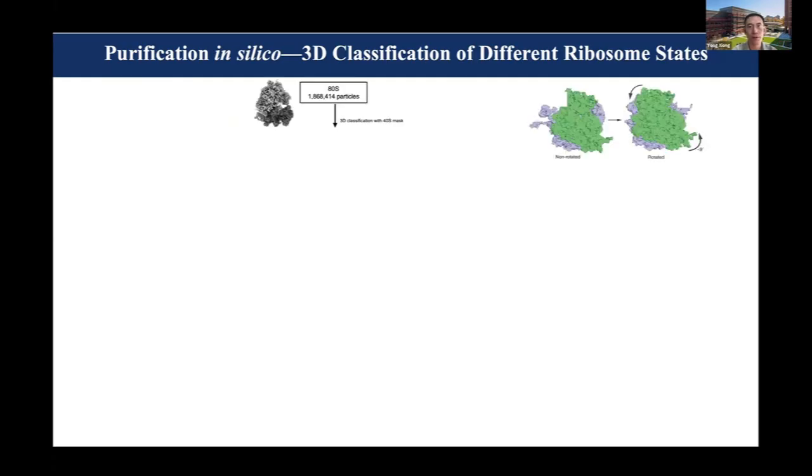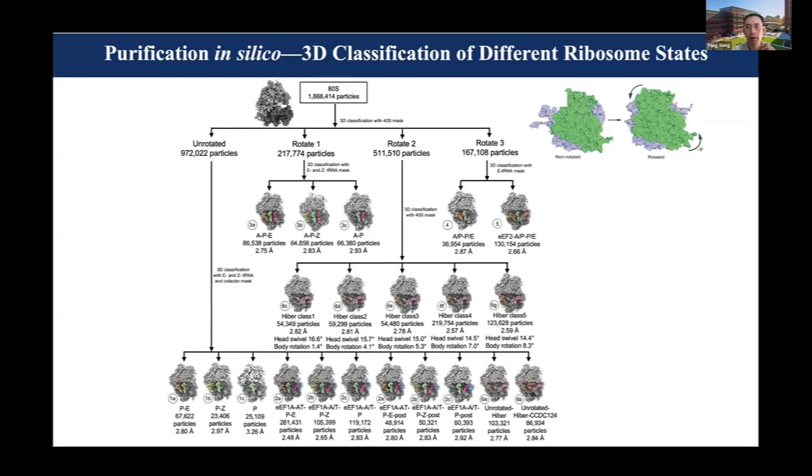So we applied the so-called purification in silico, which is basically just 3D classification of the different particles we got. I'll walk you through the process. We first use a 40S mask and look at the rotation of the 40S domain relative to the 60S, so we can classify the particles into different rotation states between the large and small subunits. Then we focus on the factors. If you focus on the middle graph, it's really showing the different types of tRNA and translation elongation factors that bind on the ribosome.